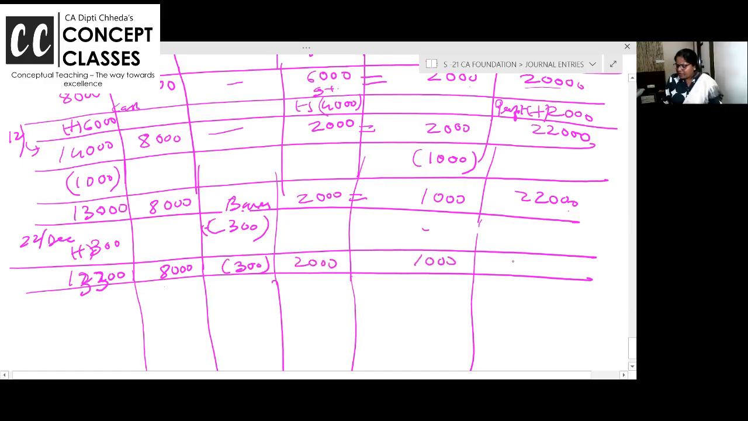2,000, 1,000, 22. This is 23. This side 13 and 8, 21, 23. Yeah, correct. Let it go on like this. Please write this as Banerjee.